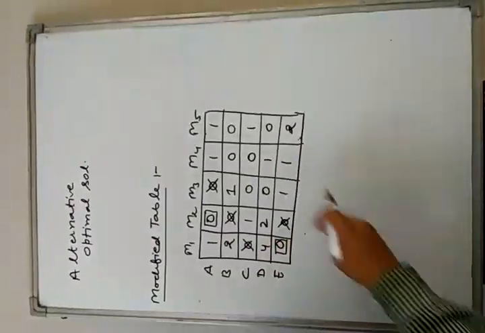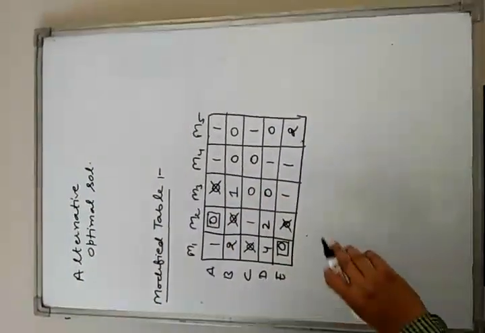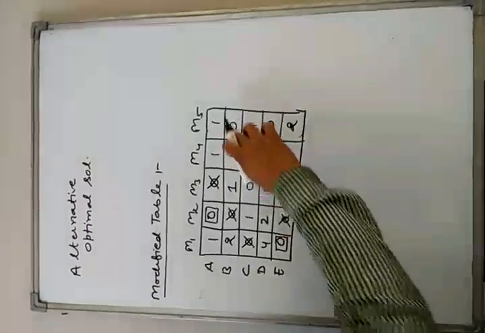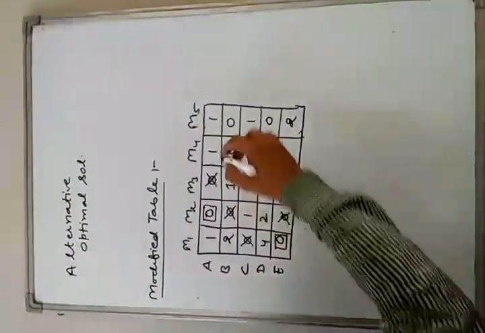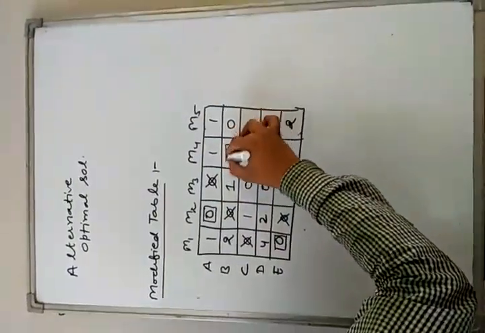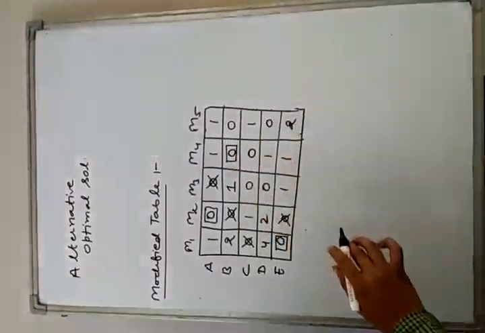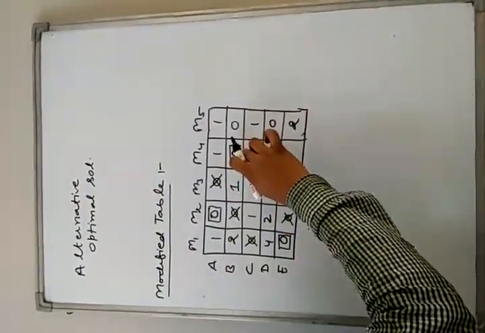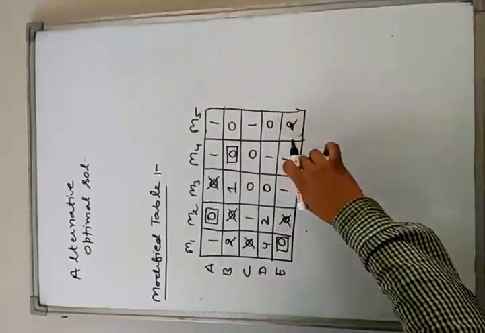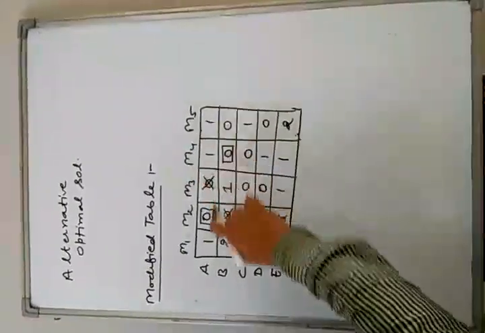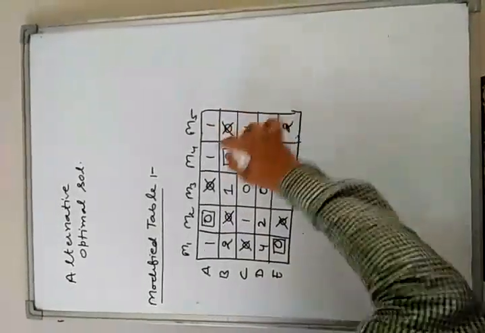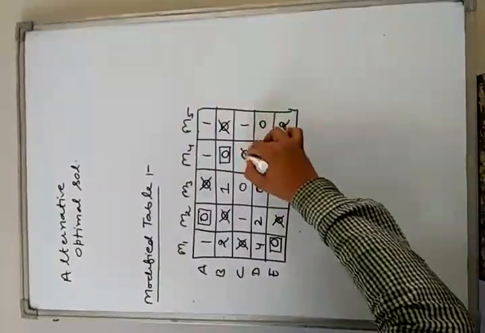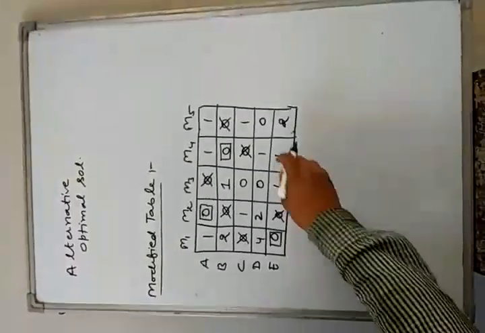Repeat the same process. Arbitrarily assign any zero. Out of these 6 zeros, arbitrarily assign any zero, like I assign this zero. Now follow the same procedure. After assigning this zero, cross all other zeros in this column and in this row. In this row, here is a zero, we cross this zero. In this column, this zero, we cross this zero.